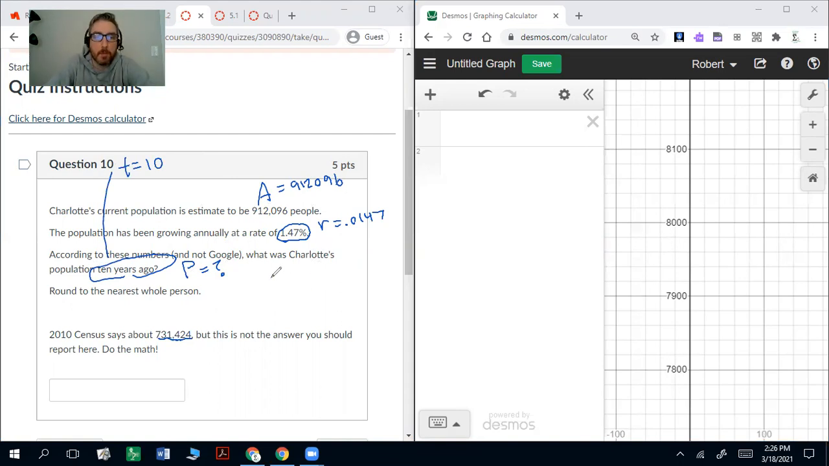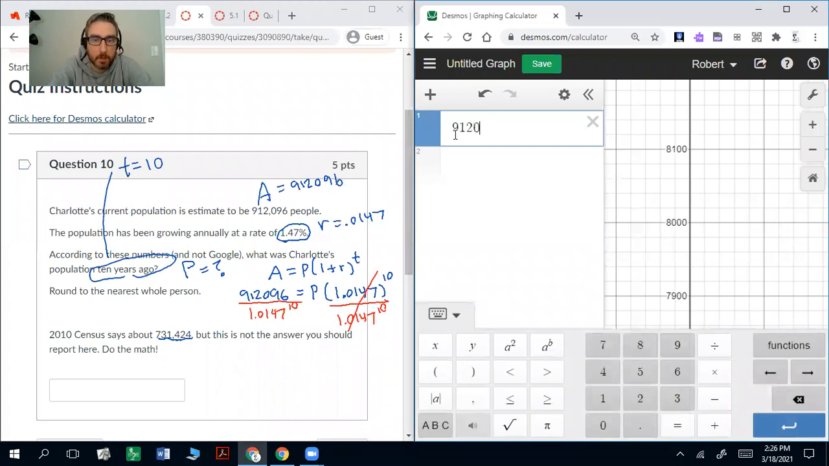So let's set up the problem. It's a growth problem, where we have our final amount, or close to it. We don't know P, but we know that it's 1. I'm going to go ahead and add the 0.0147, so 1.0147 to the 10th power. This is a problem where I'd use division. So I will take that 1.0147, raise it to the 10th power, and then I will divide it out of the 912,096. Those will cancel out. So you can type it into Desmos all at once, which is what I would recommend you do.